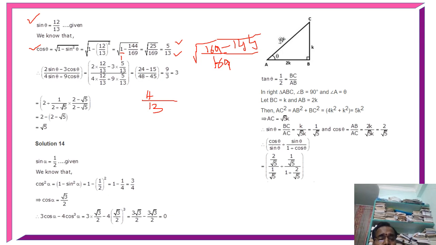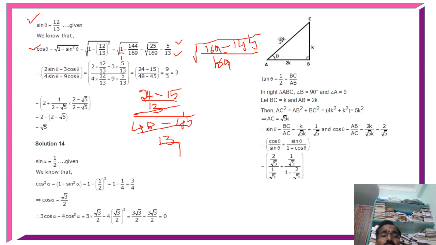So first we took 2 times 12 is 24, minus 3 times 5 is 15. As the denominator is the same, we can write 13. Again in the denominator also one more fraction is there, whose denominator is also 13. 4 times 12 is 48, and we have again the minus symbol. 9 times 5 is 45. After simplification, we can cancel the 13s. What is left over? 24 minus 15, 9.